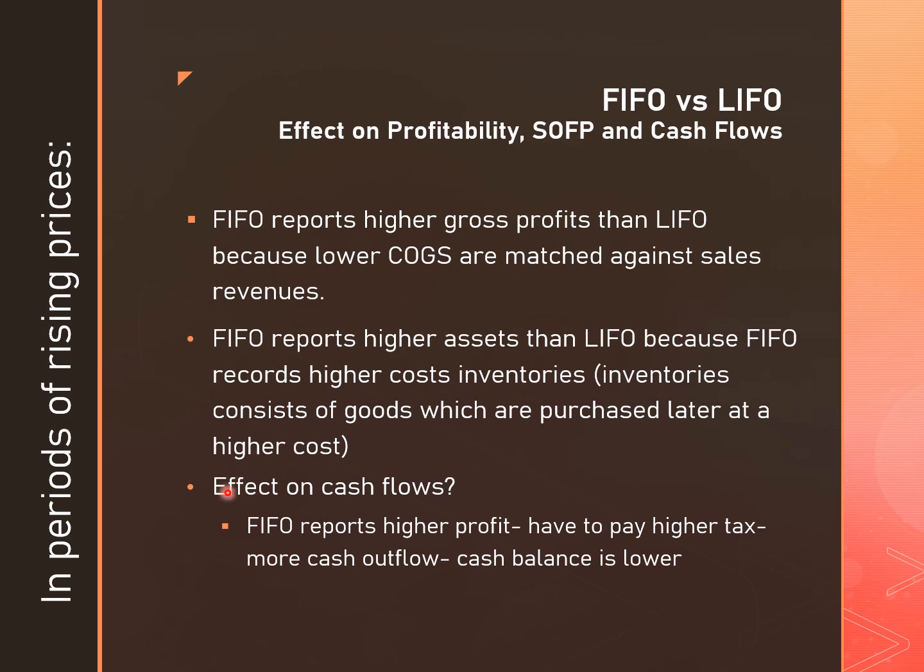Right? And on effect on cash flow, FIFO akan reports a higher profit because of what? Because it's higher profit, so dia kena pay tax. So, more cash outflow, therefore, the cash balance is lower. So, direct effect dia on cash flow, cash balance is lower lah. Tapi kenapa lower? Sebab dia kan report higher profit. Kalau higher profit, kena bayar higher tax. Kalau higher tax, maksudnya kena bayar lebih banyak cash outflow. Okay?